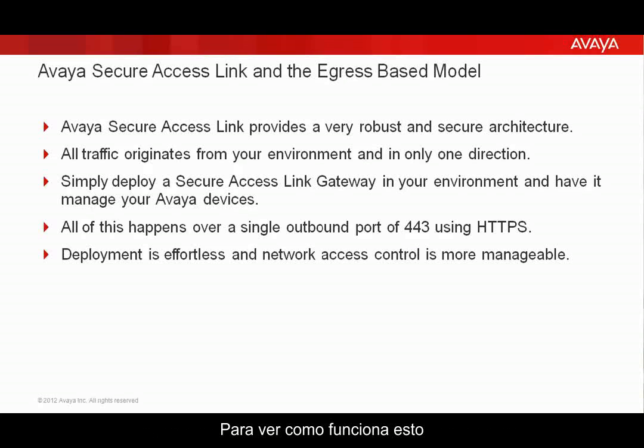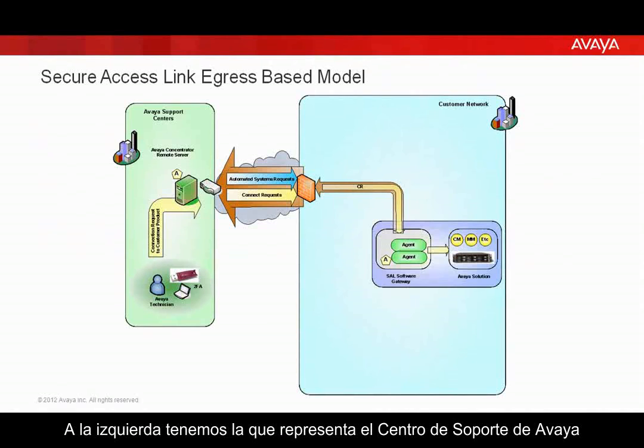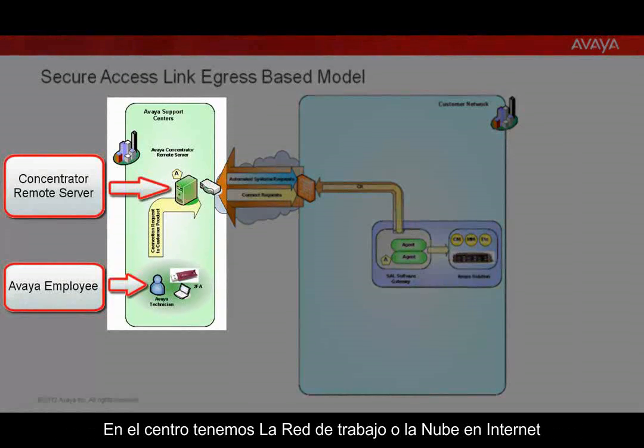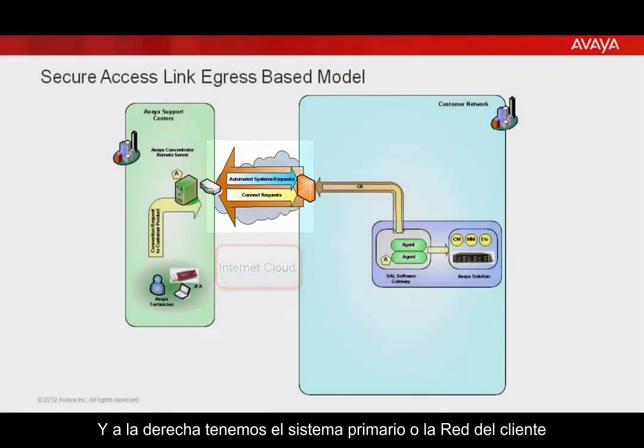To see how this works, let's work our way through this diagram, which illustrates the different activities that occur. As you can see, we have three parts to this diagram. On the left, we have what represents the Avaya Support Center. In the center, we have the network or the internet cloud. And on the right, we have the customer premises or customer network.